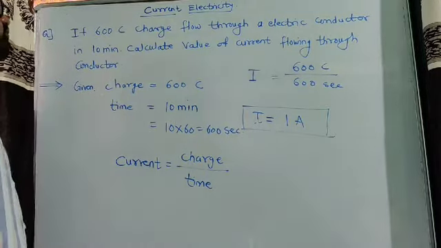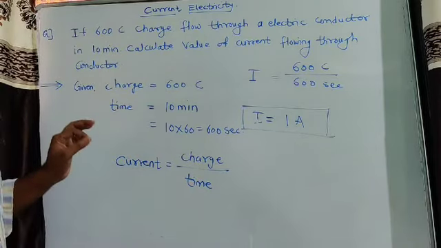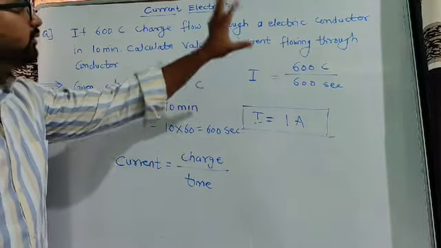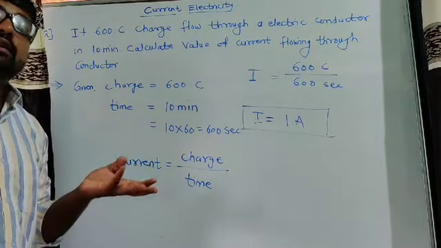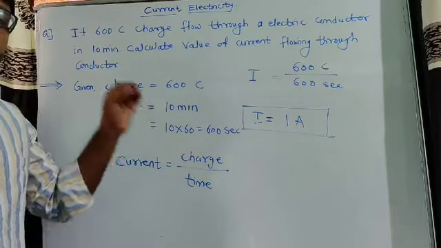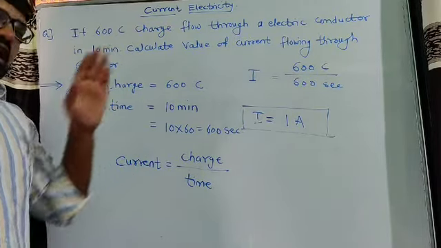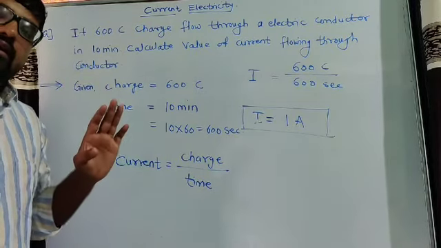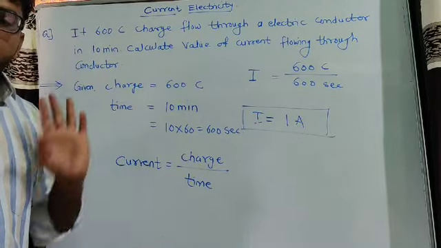Now the next problem we have to see, that is, if 600 coulomb charge flows through an electric conductor in 10 minutes, calculate the value of current flowing through the conductor. We know current is nothing but the flow of charge per unit time. Flow of charge per unit time is the definition of electric current. Okay, so charge per unit time is the formula of electric current. We can calculate electric current by using the formula: electric current is equal to charge divided by time.